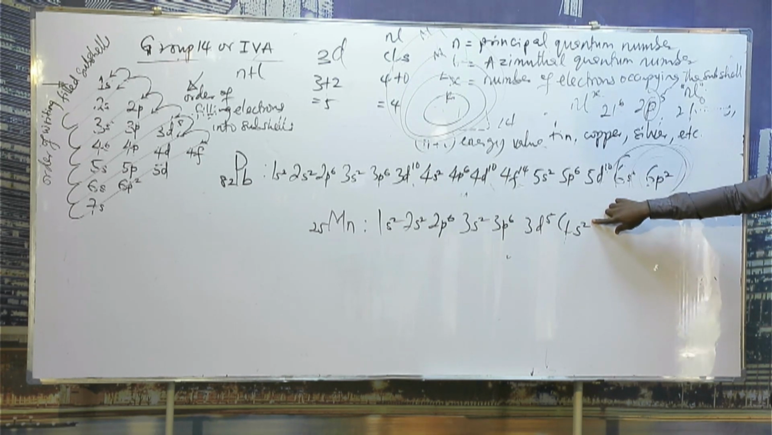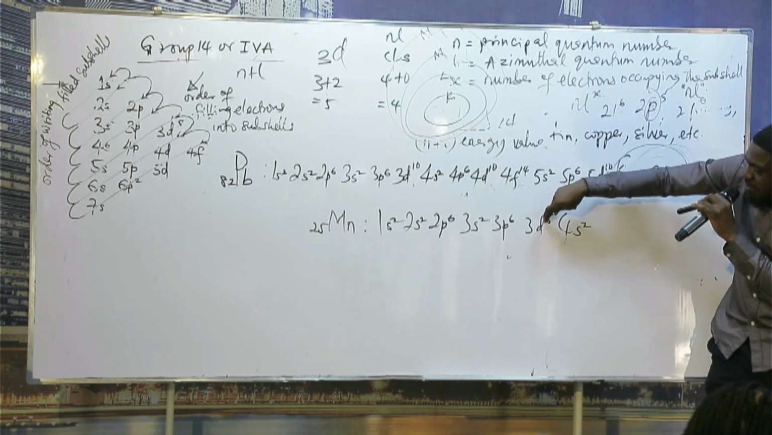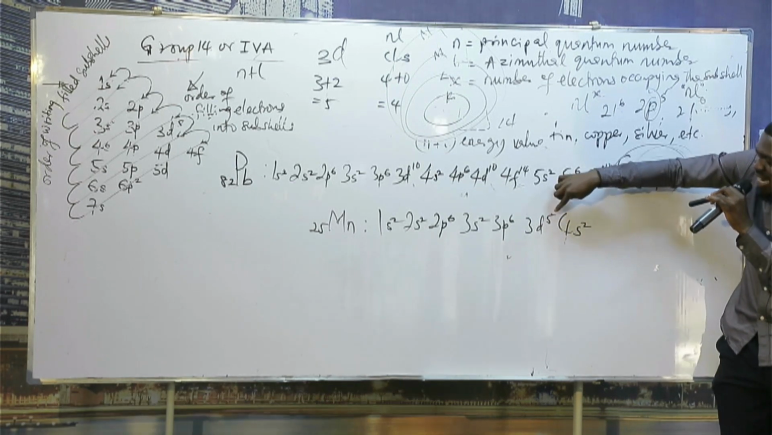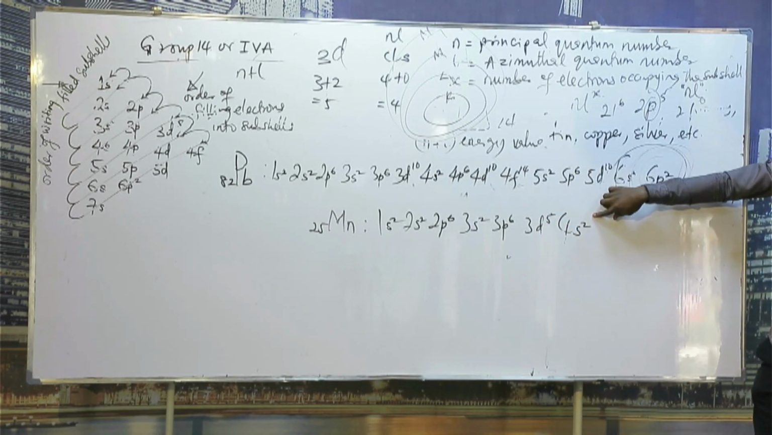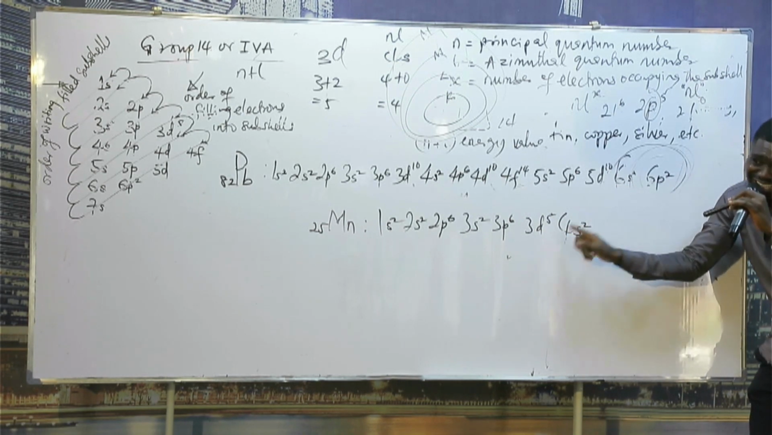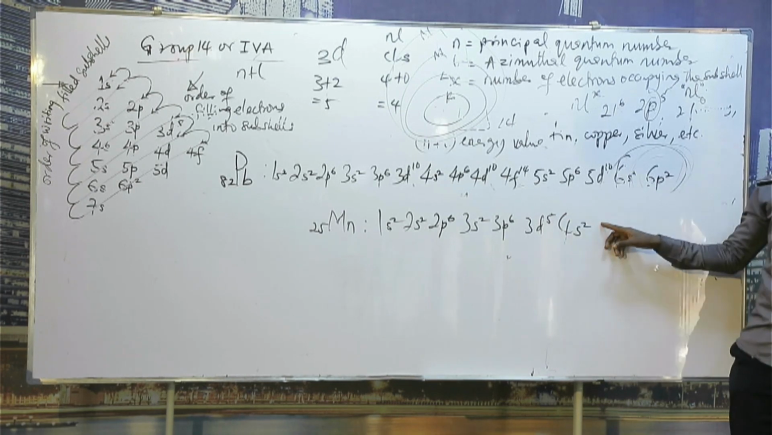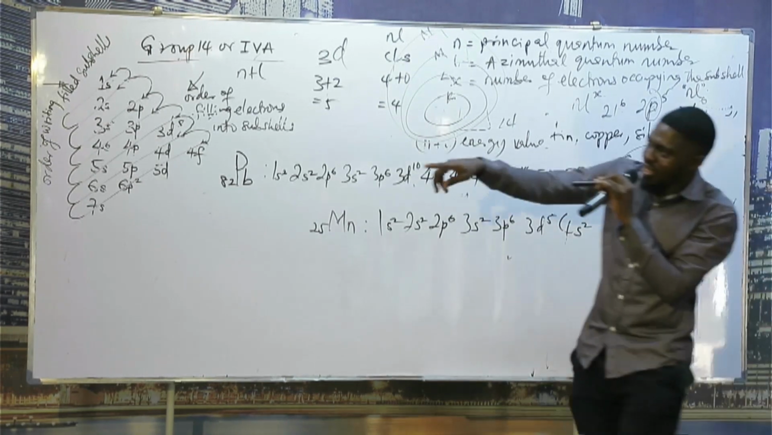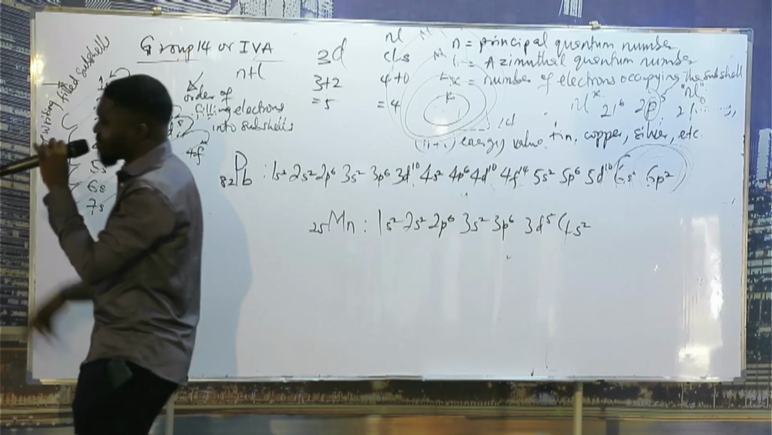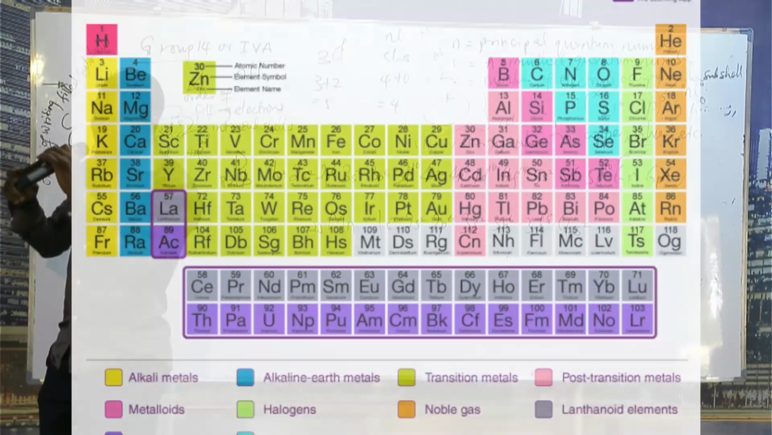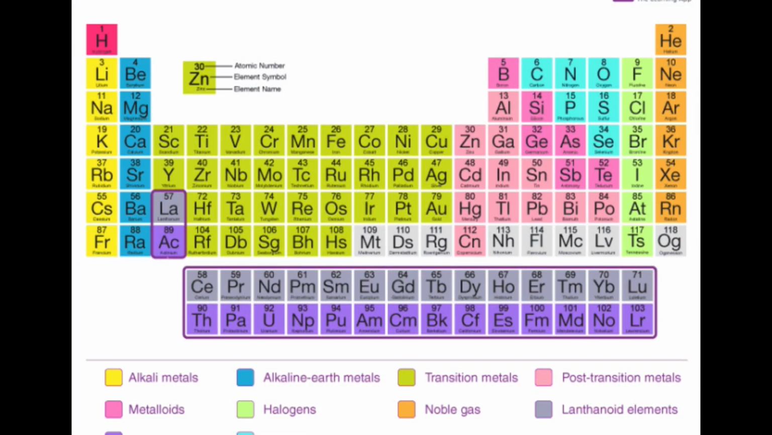That's if D is following the S, then to know the group, it is this plus this. So what group now? Group 7. Please find the periodic table for us. Periodic table. Let's find out.